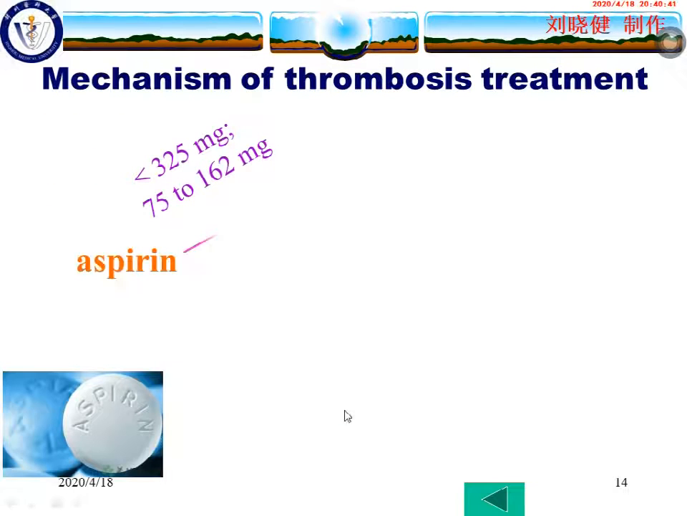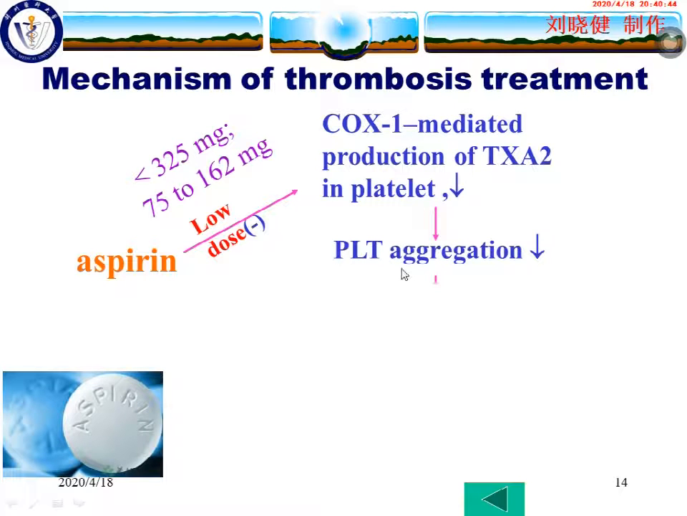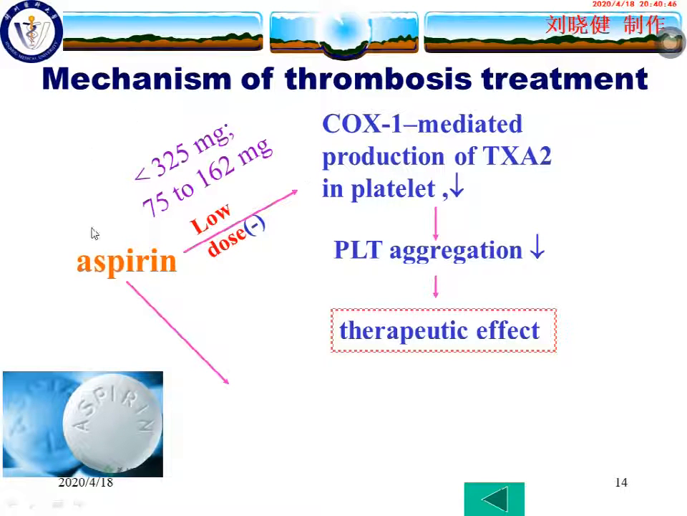So that's why aspirin is usually used at a relatively low dose. It usually means 75 mg to 162 mg is enough, and usually it is lower than this. When the drug is used at low dose, COX-1 mediated production of TXA2 in platelets is decreased. So platelet aggregation is more difficult. It has therapeutic effects.